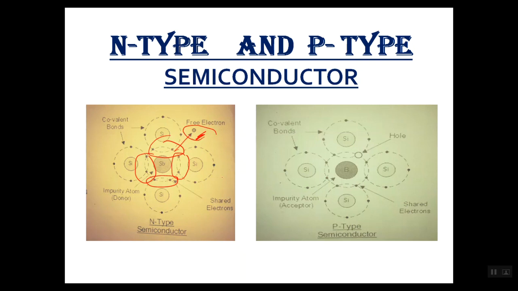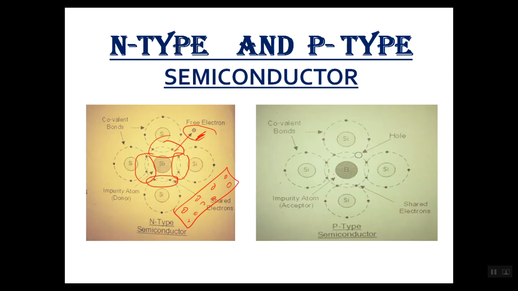Now it is shown by the arrow. So this is called free electron. It has no one to share with. This is a free electron and it will keep roaming inside this semiconductor crystal. Now see, this free electron will take part in conduction.